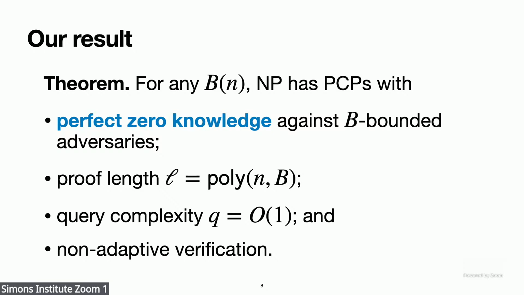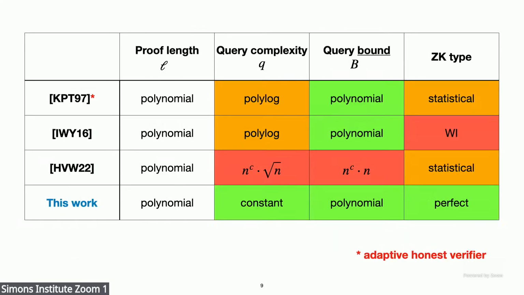Okay. So just putting it on this picture, I have colored things in strategically so that we get all green down here. In particular, this is the best you can hope for in terms of the trade-off between query complexity and query bound, right? You can get any query bound you want, and you still have constant query complexity. We also get the best possible zero knowledge. The proof length is a polynomial, and there is definitely room for improvement there. Okay. Any questions about this so far?